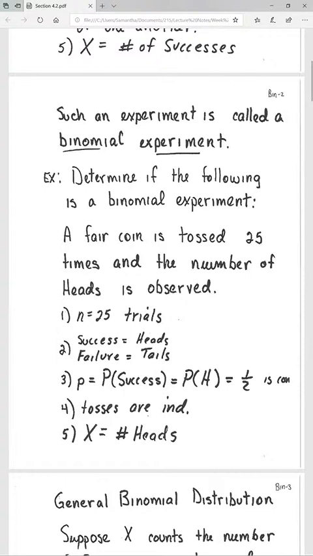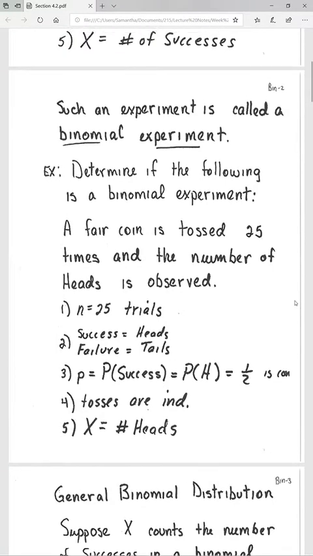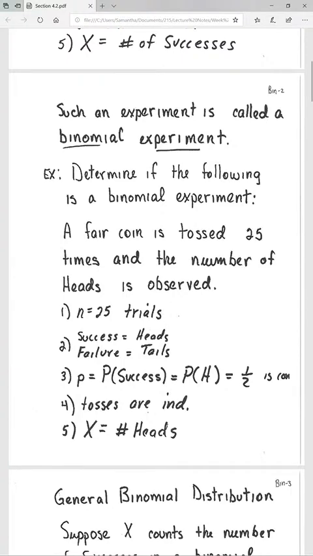Note that several of the properties found in the Bernoulli distribution are also found in the binomial distribution. Let's look at an example. Determine if the following is a binomial experiment. A fair coin is tossed 25 times and the observed number of heads is recorded.